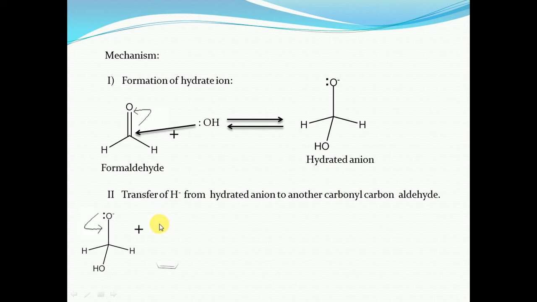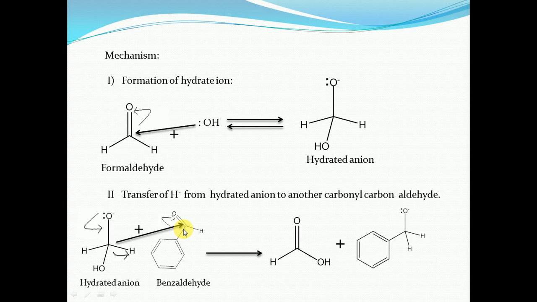How? Let's see. By transferring this double bond, means these two electrons, onto oxygen, this oxygen becomes O minus and this carbon becomes C plus, that is the formation of a carbocation over here. And at the same time your hydrogen will get removed, and because of the removal of this hydrogen, this carbon becomes electron deficient. So the oxygen shares its electron with carbon and there will be formation of a double bond. That is the formation of formic acid. So this hydrogen, which is removed from this hydrated anion, combines with your benzaldehyde to form a benzyl oxide, which is further converted into benzyl alcohol.